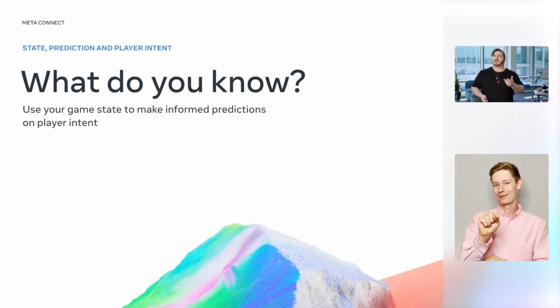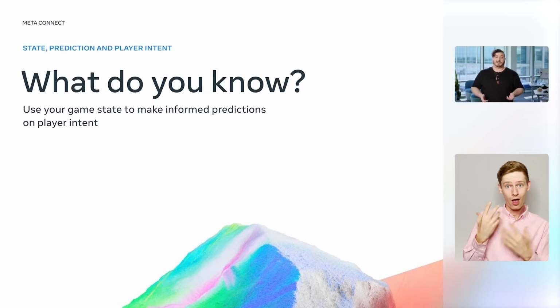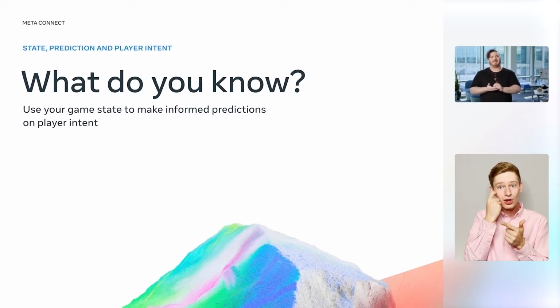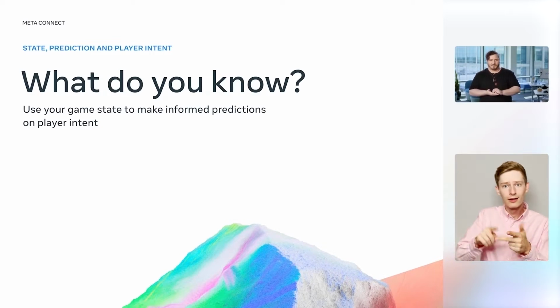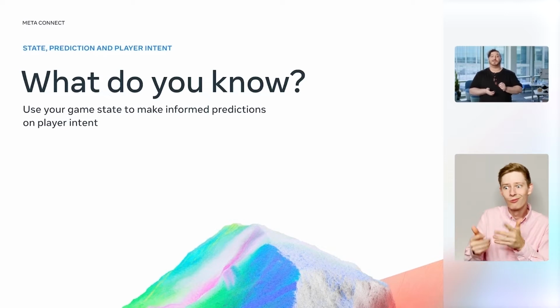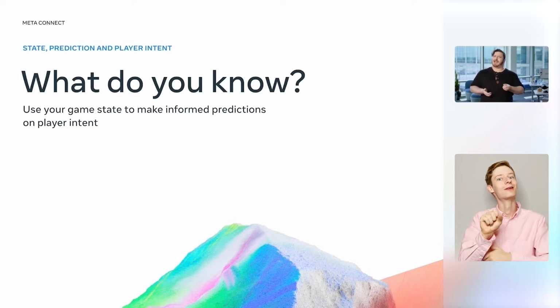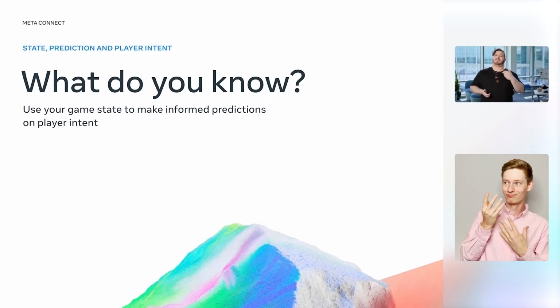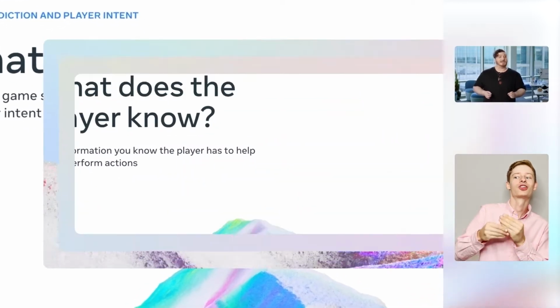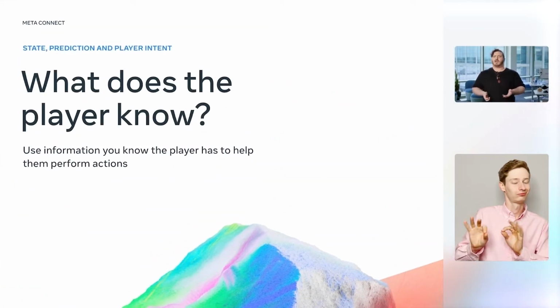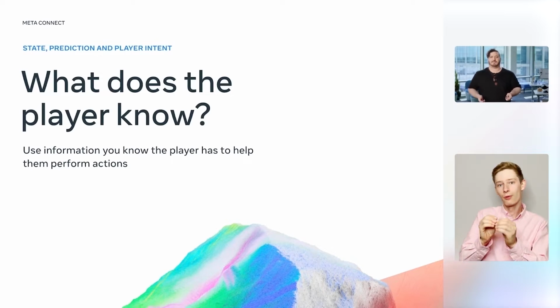Is the user low on health or ammunition? Did the user just complete an area? Is there a time-sensitive action they're expected to perform? Using your current game state, you can make informed decisions about what action a user is trying to perform and give that additional weight. Similarly, we can use variables to track what information the user has discovered.